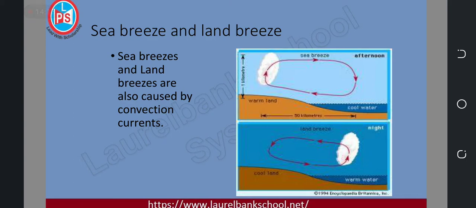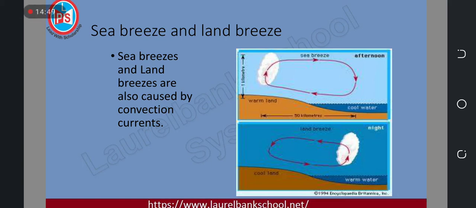Sea breezes and land breezes are the result of convection and convection currents. We can observe that on a hot day the temperature on the land increases more quickly than the sea. This is because the specific heat of the land is much smaller as compared to the water. So the air above the land gets hot and starts to rise up, and cold air from the sea begins to move towards the land. This is known as the sea breeze.